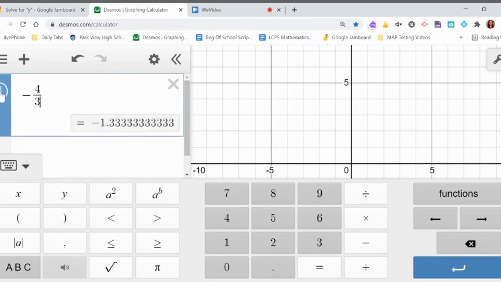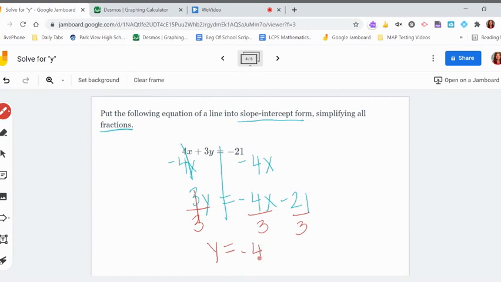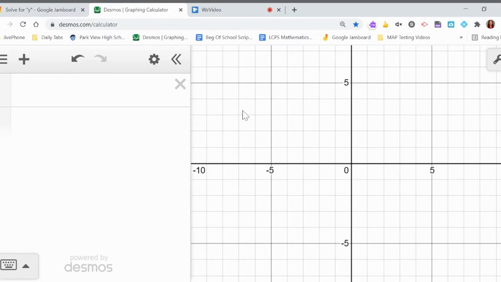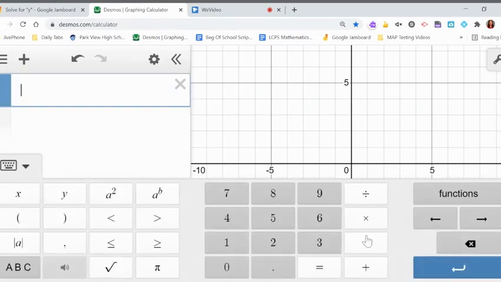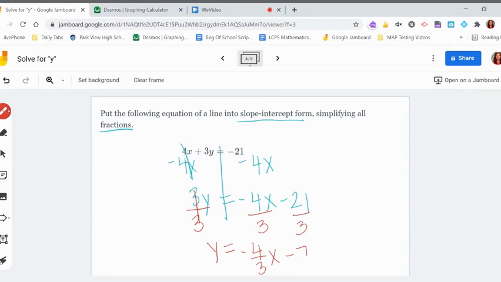Okay, I get this decimal, so I'm going to leave it as a fraction. That's already in simplest form. So negative 4 over 3x. And I have negative 21 divided by 3. You can either just put the negative and then divide positive 21 by 3, or you could do negative 21 divided by 3. I did it the other way in the last example. Either way, you should have a minus 7 there. All right, and there's your slope-intercept form.